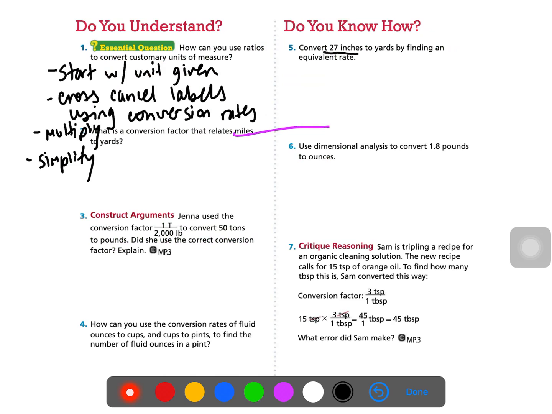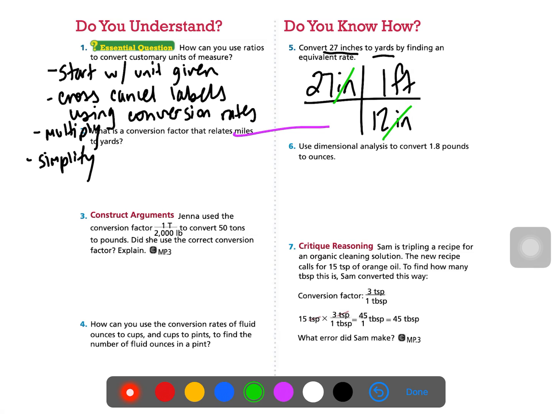Okay, if I want 27 inches to yards, why don't you go ahead and pause this? Well, let's do this one together. We have 27 inches, right? What do we know about inches? We know that 12 inches is 1 foot, right? And I know that my inches labels will cross, but I want to end up with yards and I'm only left with feet. If this is the case, you need to continue your reducing. How can you go from feet to yards?